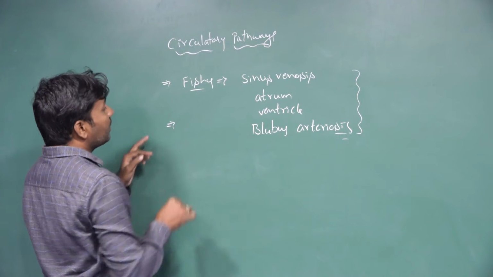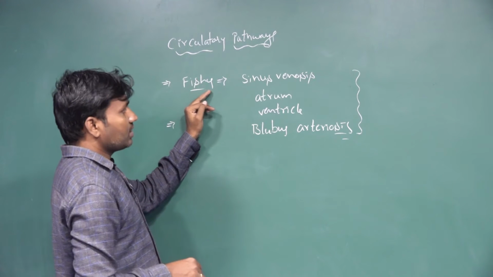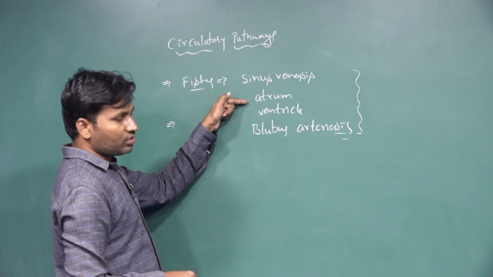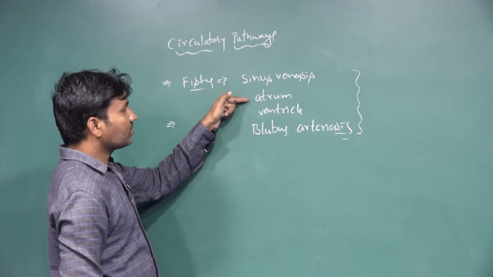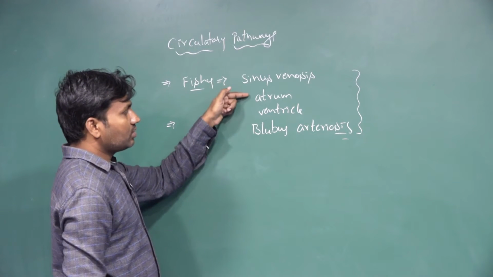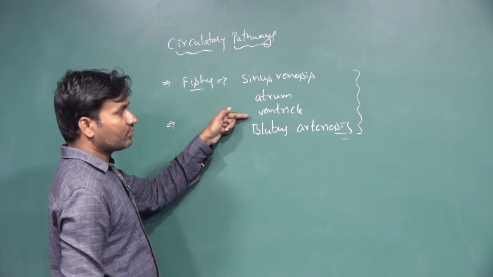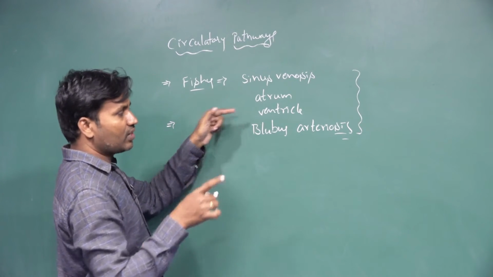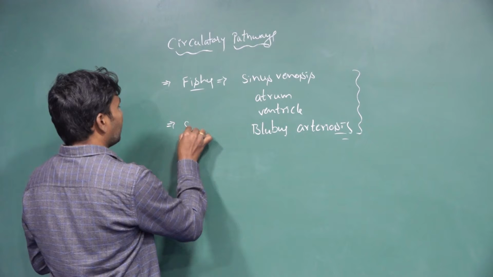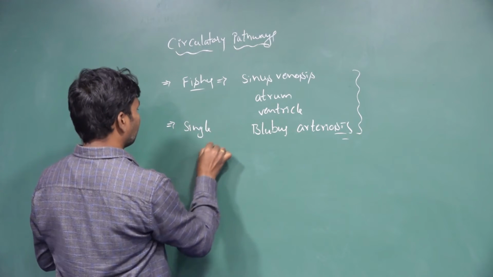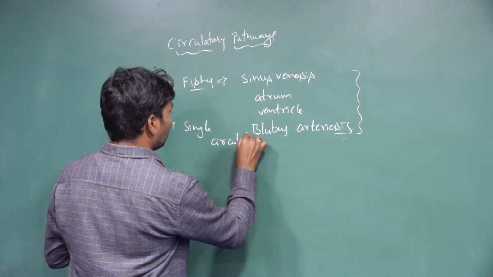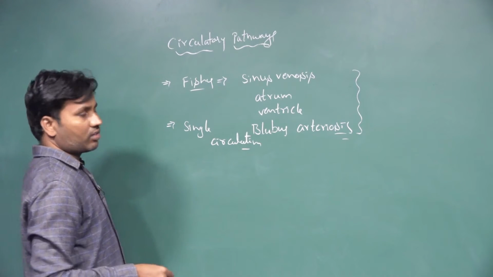In fishes, the blood enters the heart, the atrium and the ventricle, only one time. Later it goes to the gills and the different parts of the body. So it is called a single circulation.